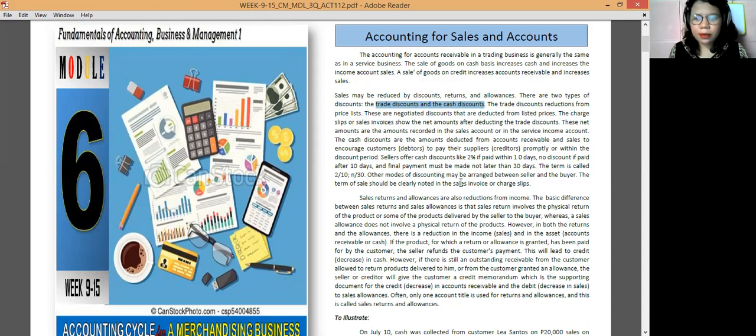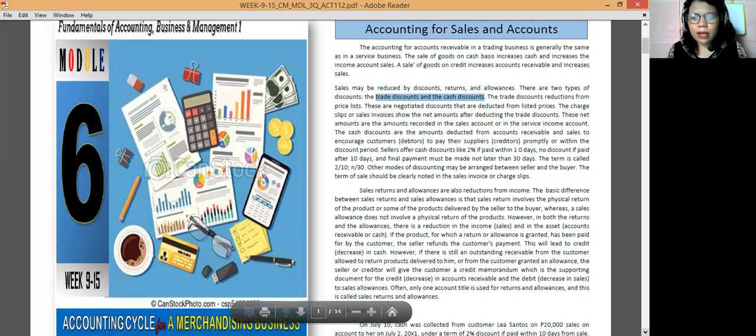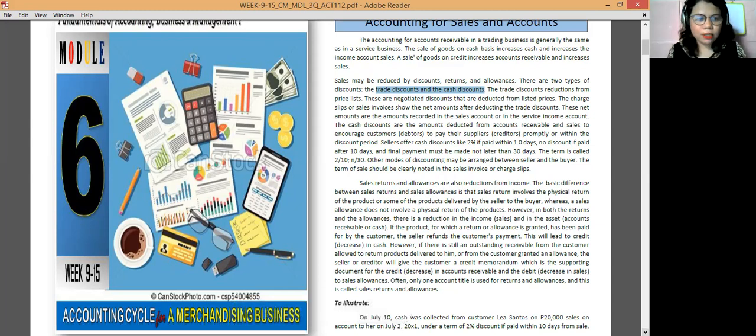Okay, so proceed tayo. So, yun po yung trade discounts and cash discounts. I hope naintindihan niyo siya, guys. So, next tayo, sales returns and allowances are also reductions from income. Siyempre, yun nga, sabi ko nga sa inyo, ito yung mga damages. So, hindi natin inaasahan magka-damage. So, most commonly, pwedeng nagka-problema mismo talaga sa courier.